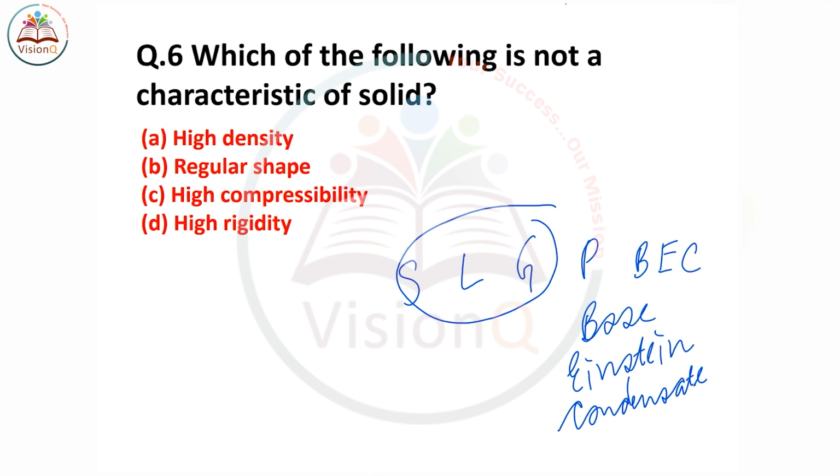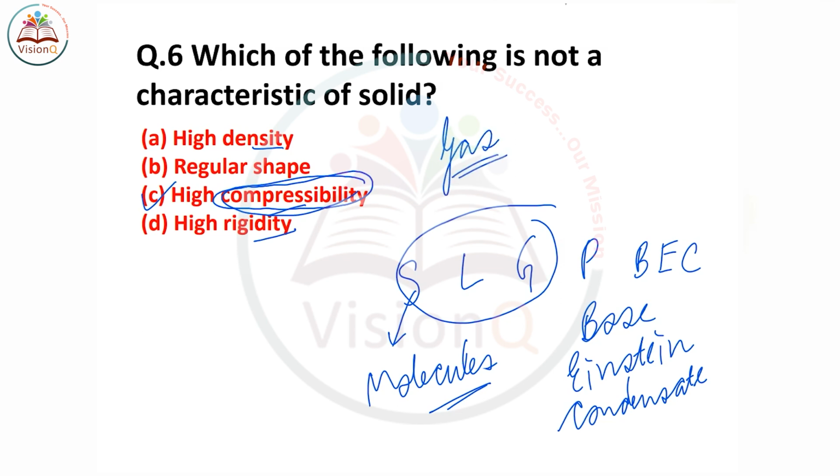Now we know in case of solid, the molecules are very closely packed, and because of this, they have high density. It has a regular shape also. It is also rigid. So the correct option will be option number C, because a solid object is not compressible. A compressible object is the gas.